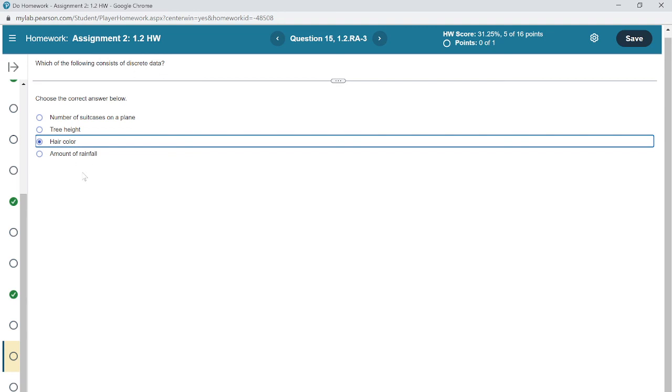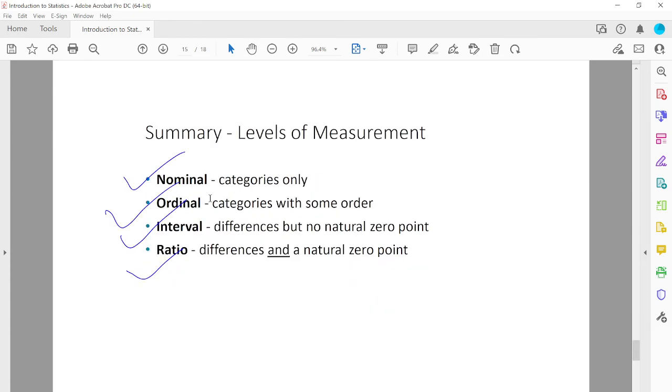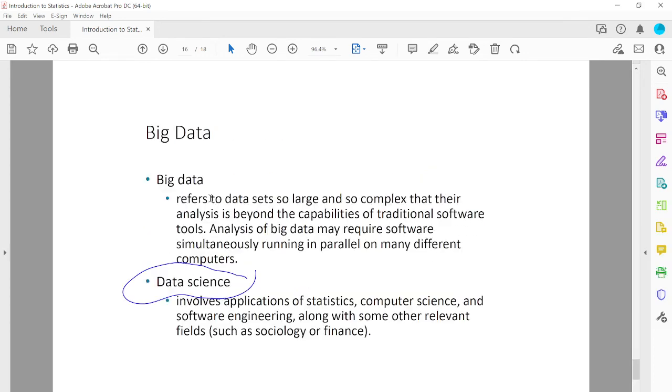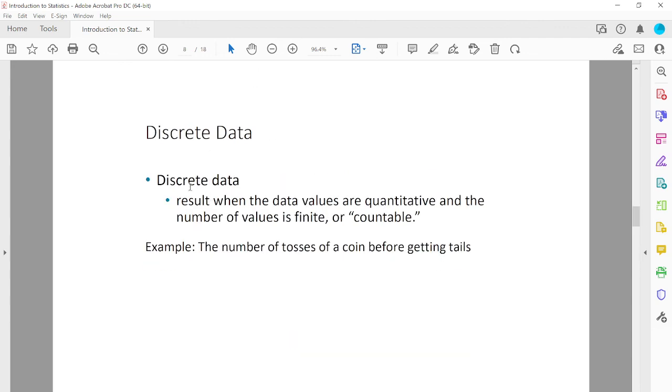Okay, so let's go back here to look at discrete. Discrete data is a result when the data values are quantitative. That means numbers, and you can compare those numbers, and the number of values is finite or countable.